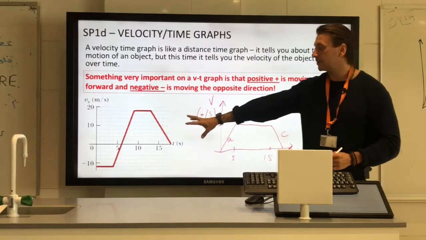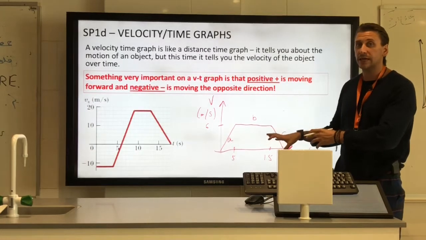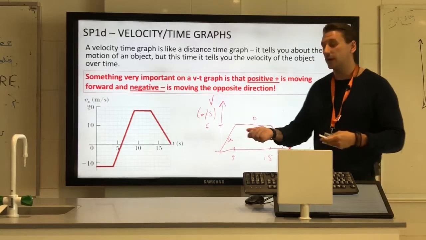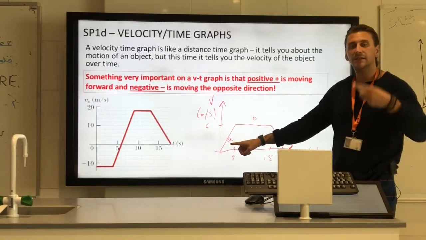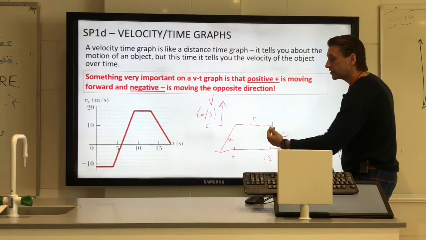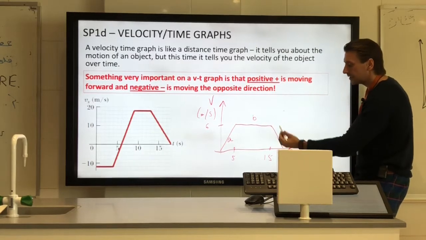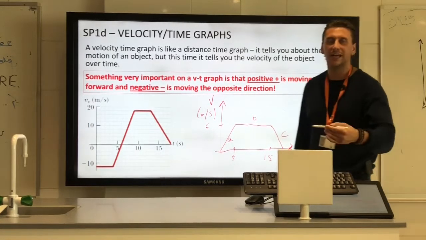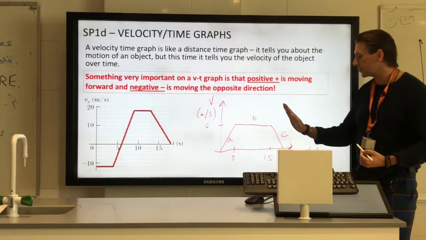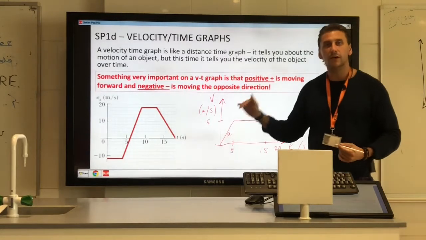Now, before I show you a more difficult graph with negative values, what can we find from a velocity time graph? We've just said that I can use this graph to say it must be accelerating here because it's changing speed. It's obviously not accelerating here because it's not changing speed, so constant speed is no acceleration, and it's decelerating here because it's changing its speed but it's slowing down, so it's reducing its speed. So acceleration, no acceleration, deceleration, and that is all based on the gradient of the graph.